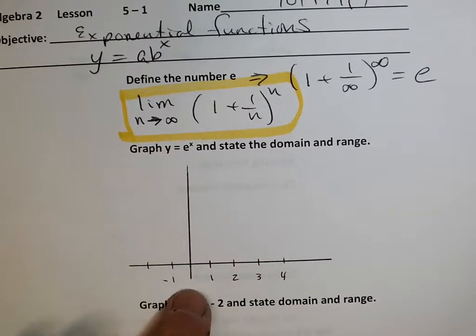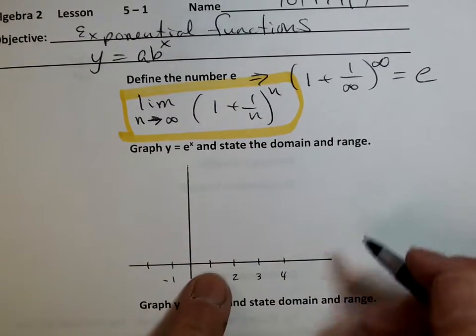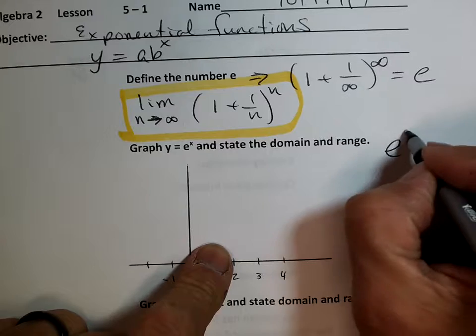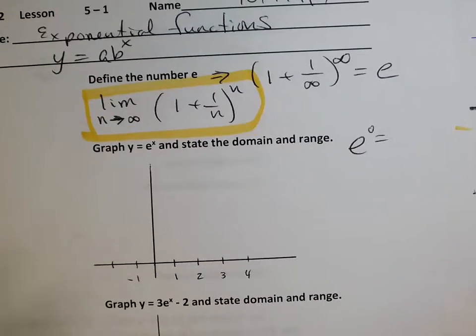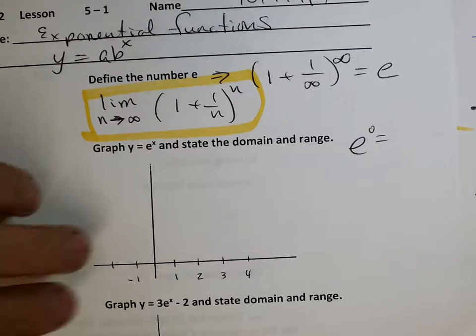Now, graph y equals e to the x. We know this: anything to the 0 power is always 1. Always. Even e to the 0 power is 1. So that's one number we can get. So e to the 0 power is 1.